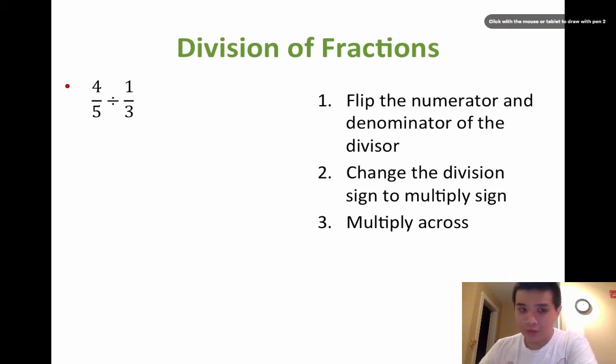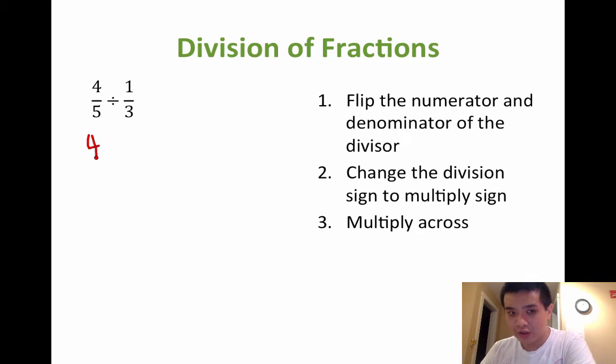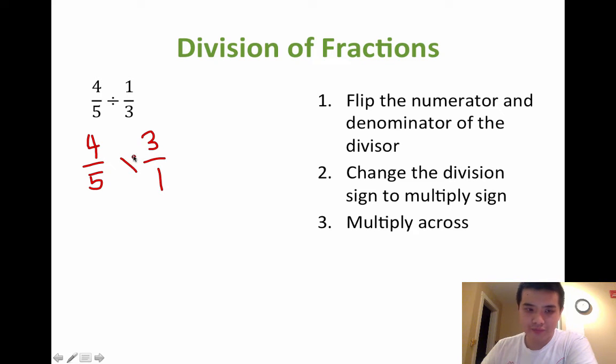Our first step, what we're going to do is we're going to rewrite 4/5. That is the first fraction, which is the dividend. We leave that as it is. Then we're going to flip the divisor, which is 1/3. So the flip of that, we're going to flip the numerator and the denominator, is 3 over 1. The second step says we need to change the sign into a multiplication sign. We change it into a multiplication sign. Finally, we can multiply across.